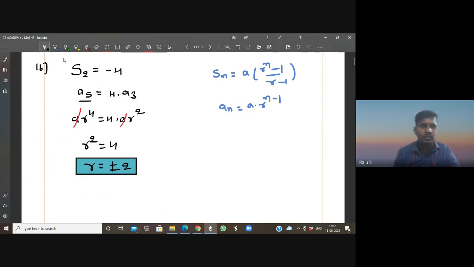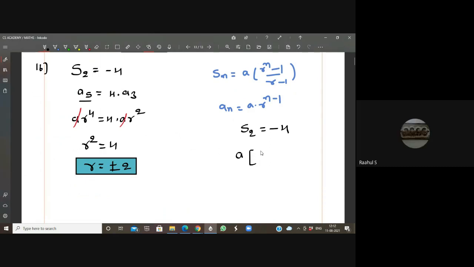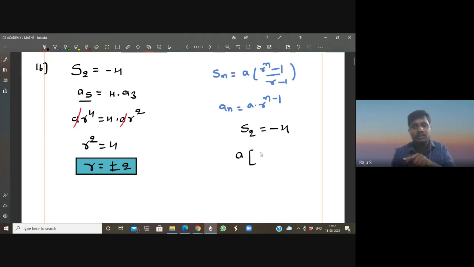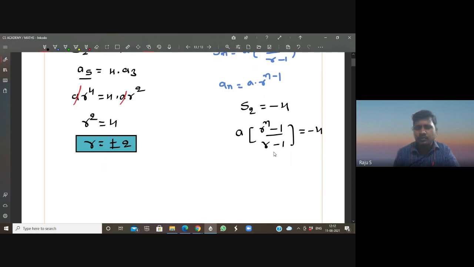And S2 means, what is S2? S2 is equal to minus 4, already they have given. What is the S2 formula? A into R square minus 1 by R minus 1. Either way you can take, no problem. Here it is equal to minus 4, they have given. Here A into R power n, n value is 2. R value if I consider, S2 is 2 square minus 1 by 2 minus 1. Okay, we'll do one thing. We'll do it in two different cases.